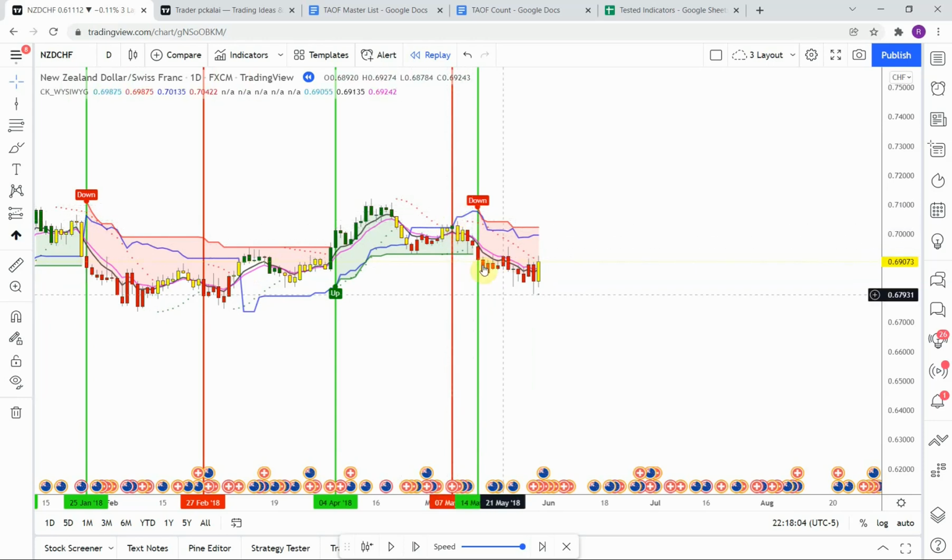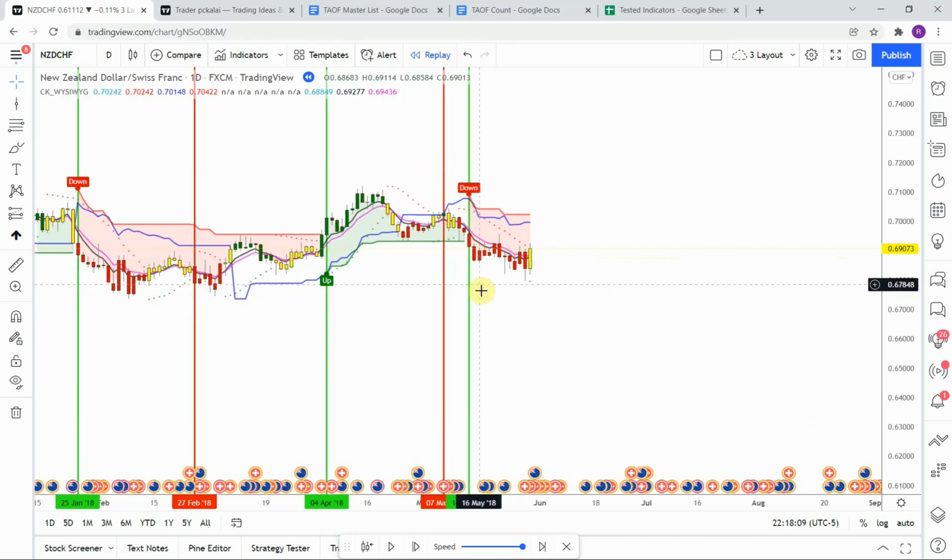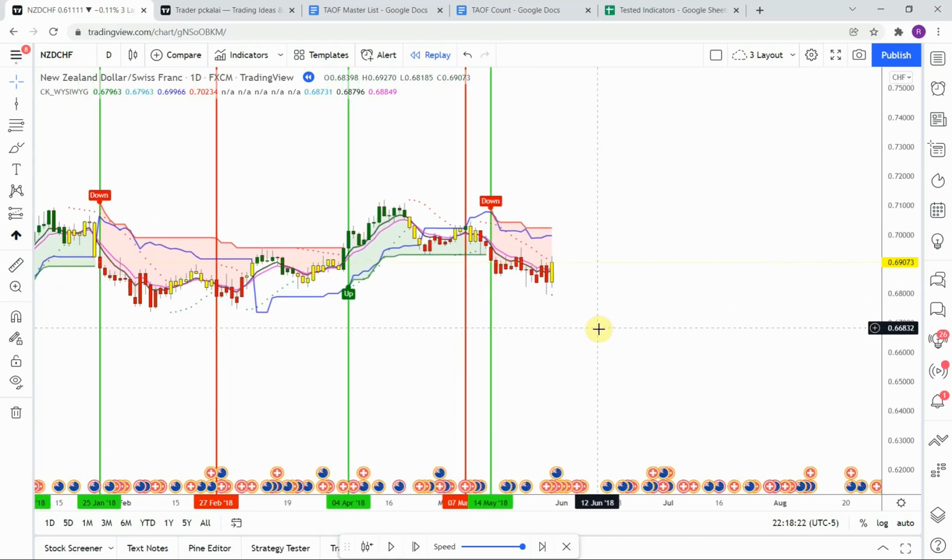Just one little bar turned green, and that would have been an entry long. But unfortunately, you can see the price immediately pushes downward and stops us out on that one, but then gives us a short entry right here. Red cloud, red signal, and red bar. We push down and consolidate a little bit here before we really push down a little bit more and hit our take profit on that one.